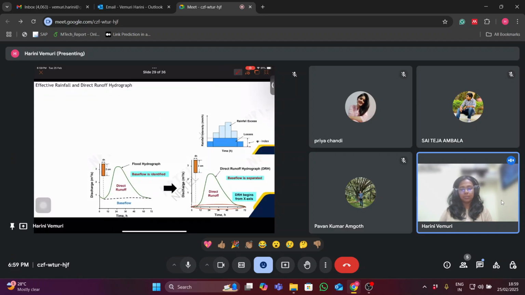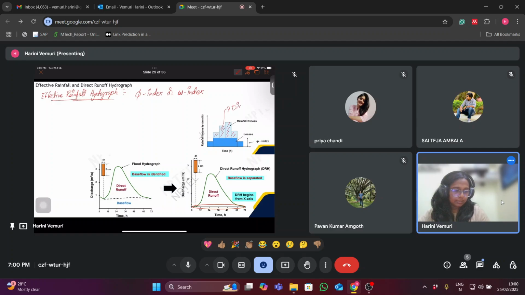So now let's discuss what the effective rainfall hydrograph and the direct runoff hydrograph are. In the case of the effective rainfall hydrograph, as we have told, from the total rainfall hydrograph we will first remove the loss terms by using the phi index or W index. We will remove the losses, and whatever rainfall remains, we call that excess rainfall. Then the area under this excess rainfall will be the direct runoff volume.